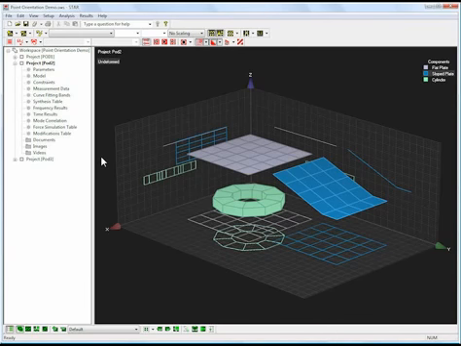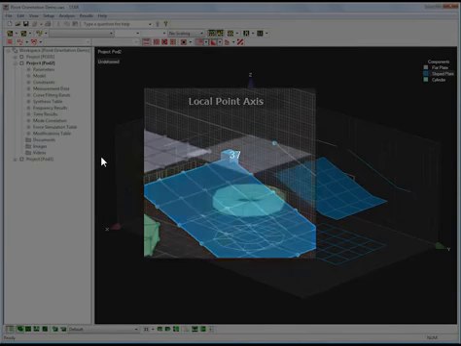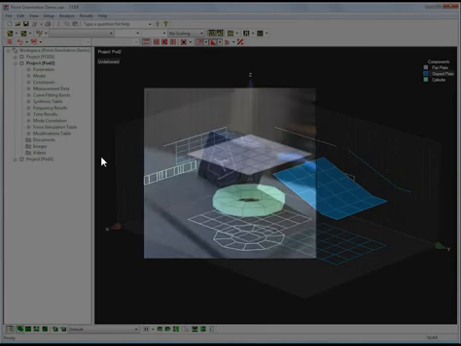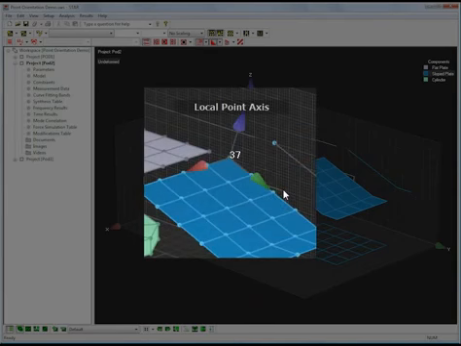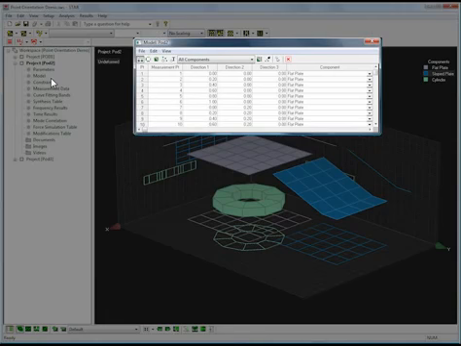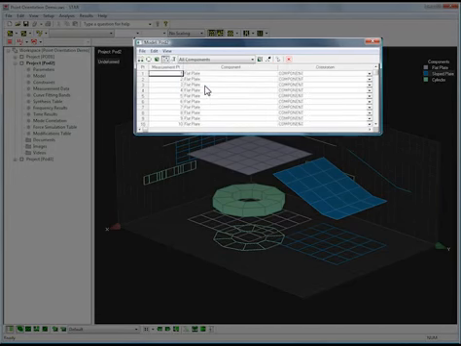When setting up the model, it is important that the local point axis matches the orientation of your transducer. The point axis can be displayed by right-clicking a point and selecting Point Axis. Using the Model Setup window, select View, Point Axis.